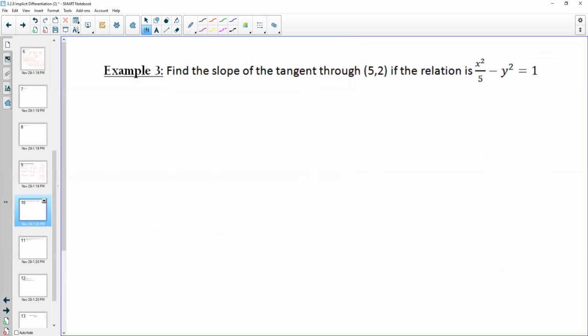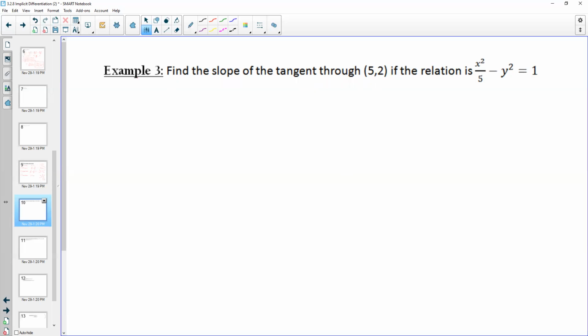Now we're going to blend a little bit of our implicit differentiation with finding the slopes of tangent lines. Remember, anytime that we had a function, if we were to take the derivative of that function, we could find the slope of that function at, if we were given 2 points. You guys remember that? I think that was back in beginning of December, so that might have been a while ago.